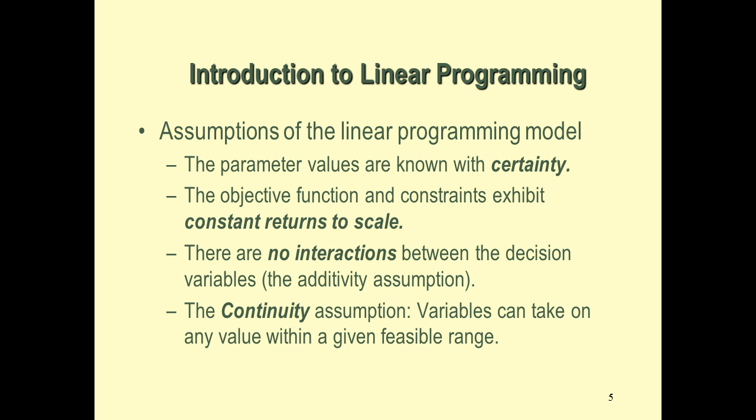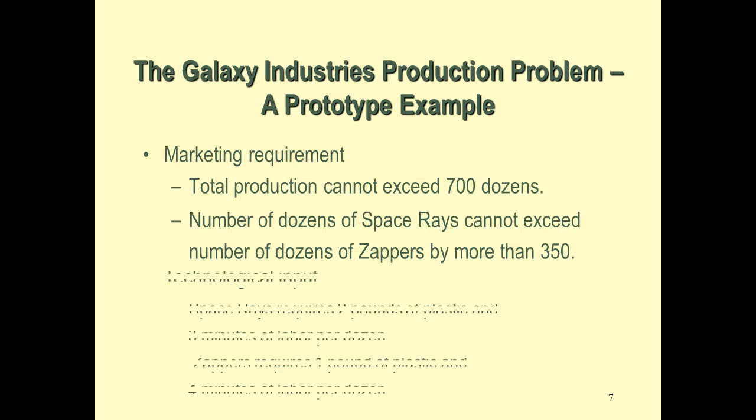We have to assume the parameter values are known with certainty. And honestly, we don't know. We assume we're going to make 150 bucks for this unit, but we don't know what the market's going to do. We have to assume constant returns to scale, that if it costs me $5 to make unit 1, it's going to cost me $5 to make unit 2, and the millionth unit is also going to cost me $5. And that's often violated. We assume there are no interactions, and we assume continuity assumptions. Sometimes we violate that.